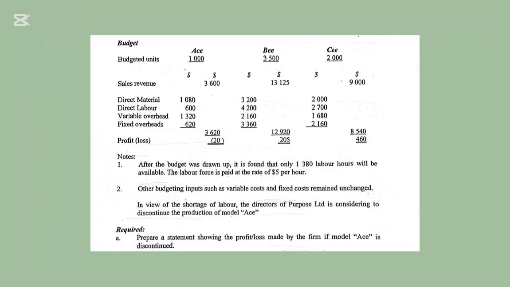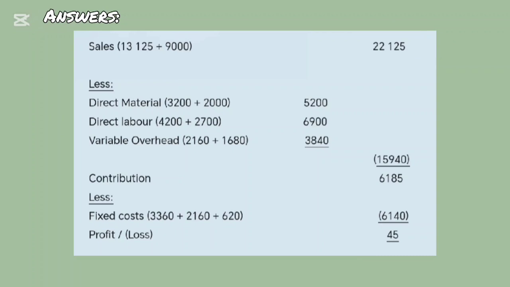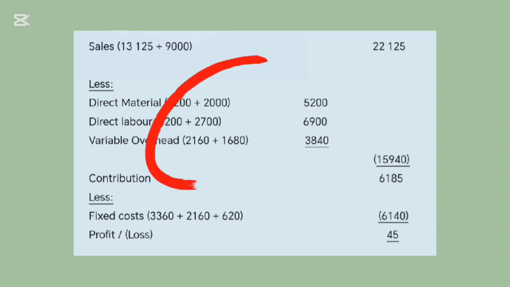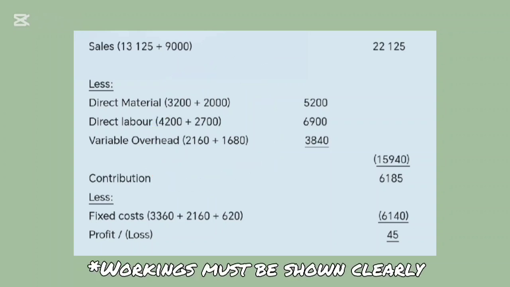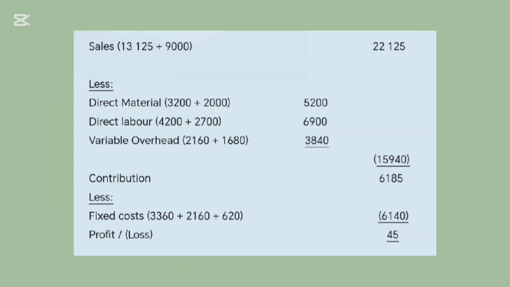So we should redo the statement as above but exclude Model A. By using the format sales minus variable cost equals contribution, and then contribution minus fixed cost equals profit or loss. For sales, we have to take the revenue of B and C only and add together. Same goes for variable cost of B and C only, and you should make sure that your workings are shown clearly so that the examiner knows where we got the answer from. But for fixed cost, we need to include A's fixed cost and add it with B's and C's, and then we will get the profit of $45.